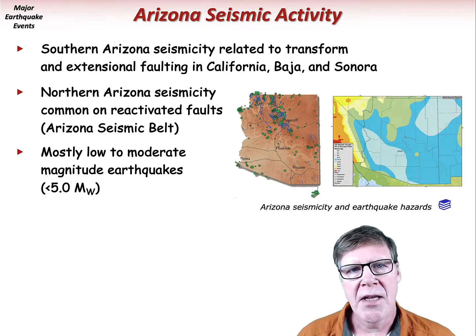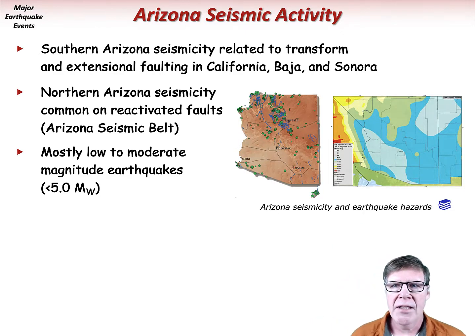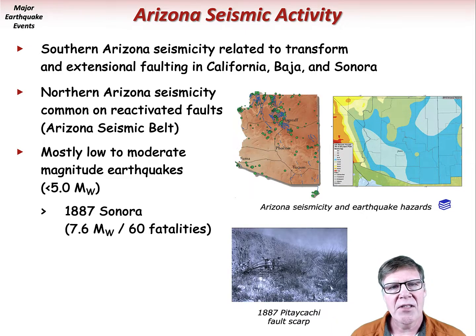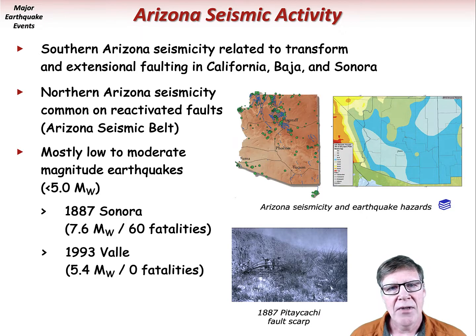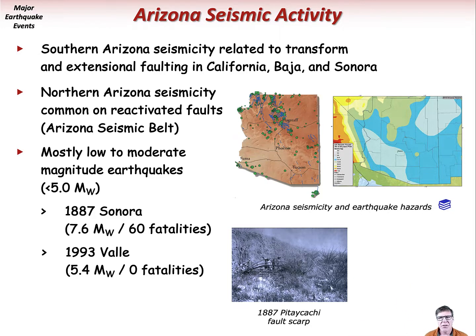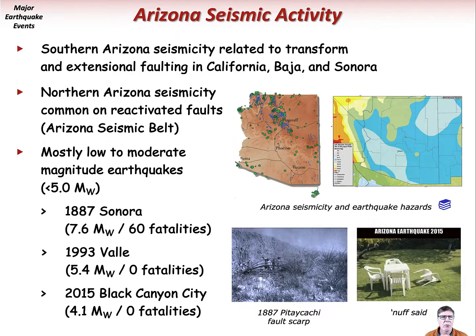And these include the 1887 7.6 magnitude Sonora earthquake, which occurred across the border from southeasternmost Arizona. This quake produced ground rupture and a scarp along the Pitaycachi Fault. Also of note, the 1993 5.4 magnitude Valley earthquake, which hit near the Grand Canyon, and of course the 2015 4.1 magnitude Black Canyon City earthquake, which occurred just north of Phoenix.